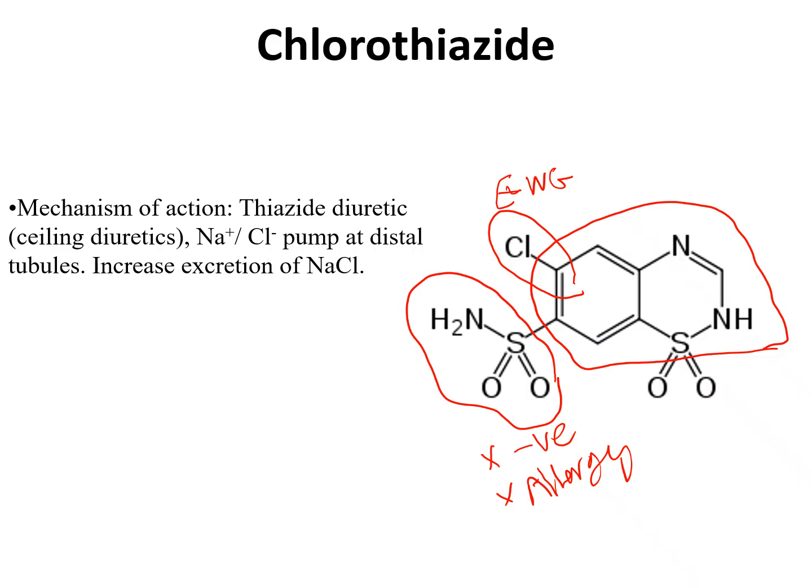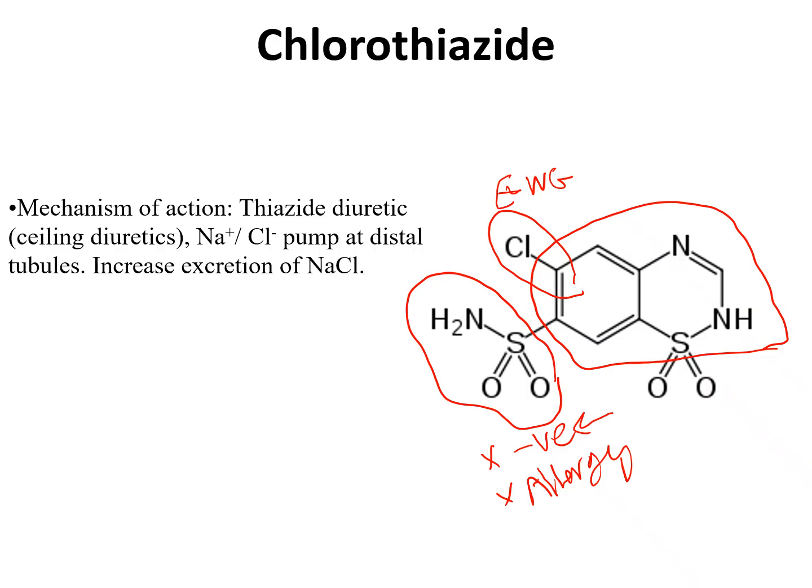If we look at the structure, as we can see, it has the core structure for thiazide diuretics. It is an inhibitor of the sodium chloride co-transporters we talked about, once the sulfonamide becomes negatively charged, and that results in increased excretion of sodium chloride. What is it used for? Used for hypertension as well as heart failure.